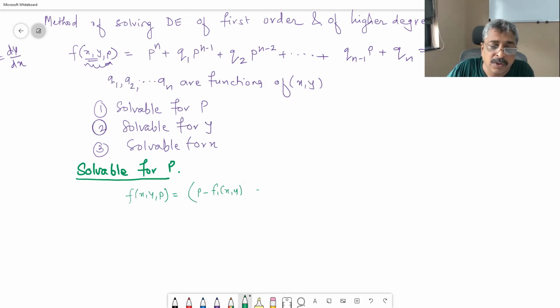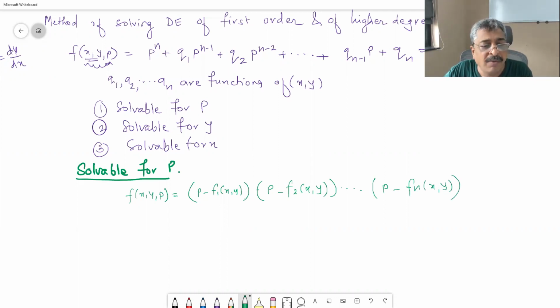If the given differential equation is a polynomial in p, it can be factorized like this: p minus f2 of x comma y, dot dot dot, p minus fn of x comma y. So if you have factorization of the given differential equation like this, then this is equal to 0. That is what we are solving. So it is good to solve each and every bracket, and that will give you the solution of the given differential equation.